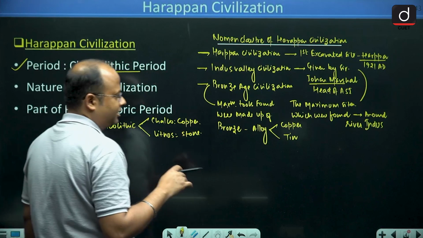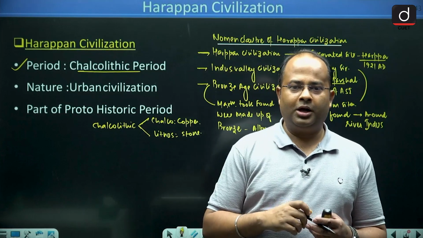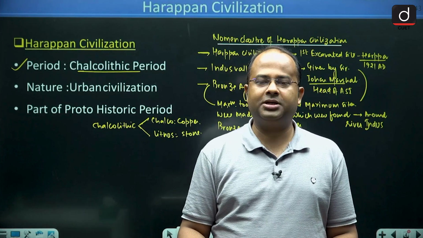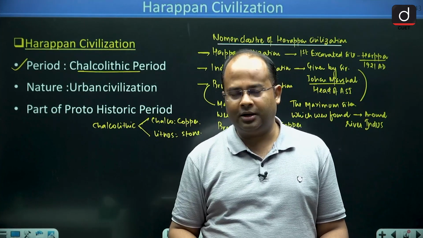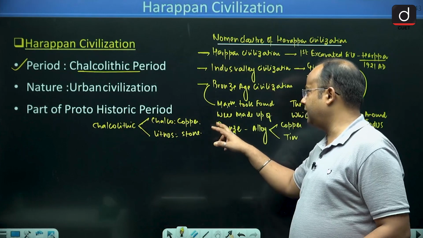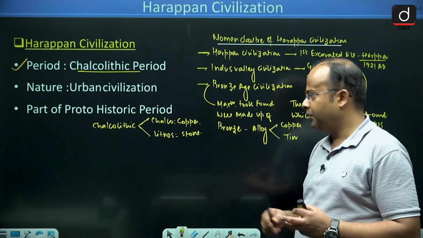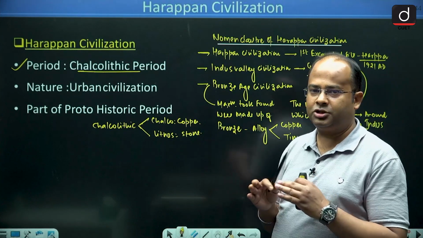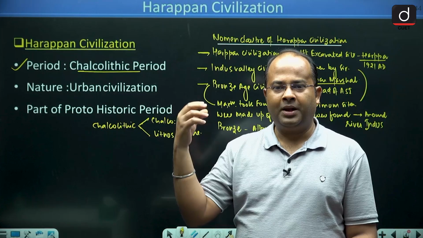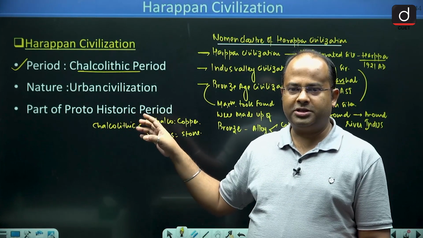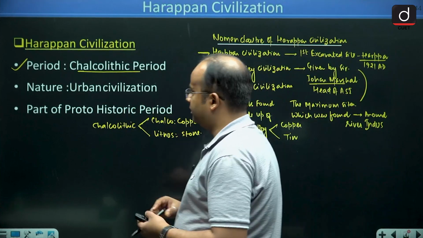So when the civilization started, you will find tools which were made of copper and stone. As the civilization progressed, they learned the art of making alloys. They started making alloys of copper, and then they found tin and started making bronze. Slowly and gradually, stone was removed, and in its place they found tin and started making an alloy of copper and tin. Therefore, this period is called the Chalcolithic period.